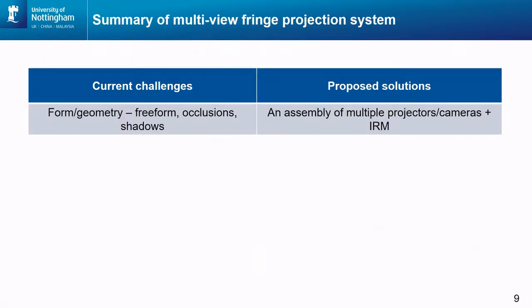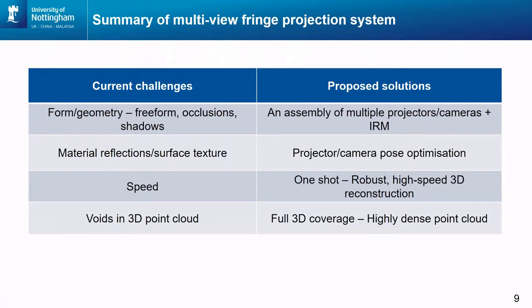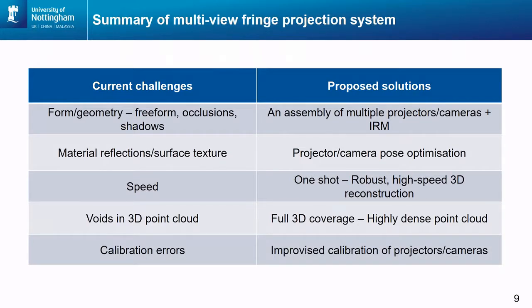Since we capture information from different perspectives in a multi-view system, we are aiming to make a robust and high-speed system. With this system, we will get full 3D coverage or a high-density point cloud because it will be a combination of different point clouds. The calibration errors can also be reduced by improving the calibration of the cameras and projectors that we are using in this setup.